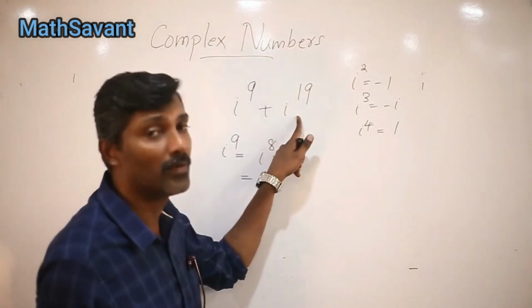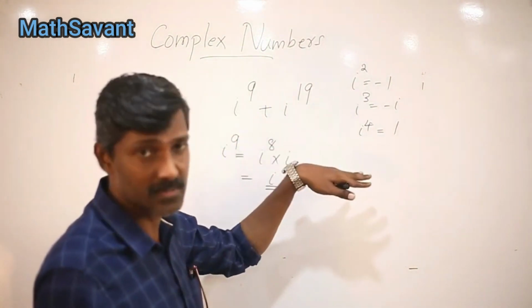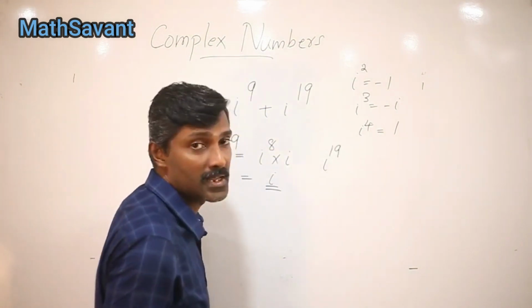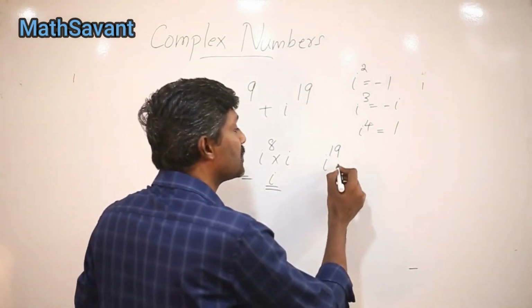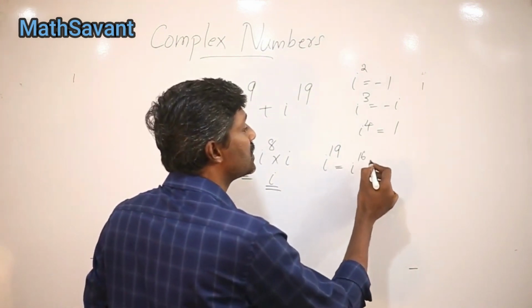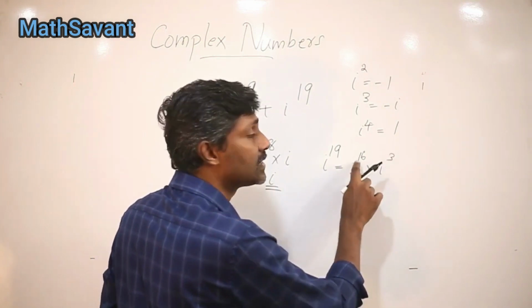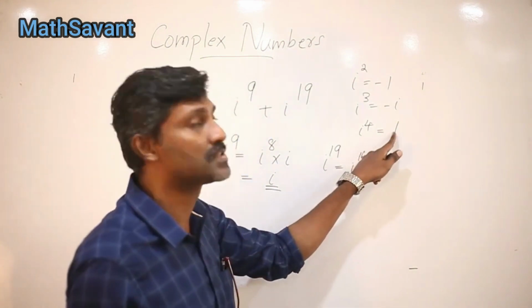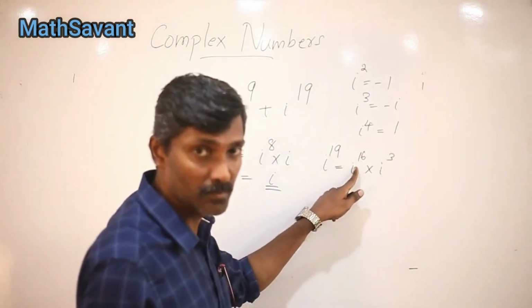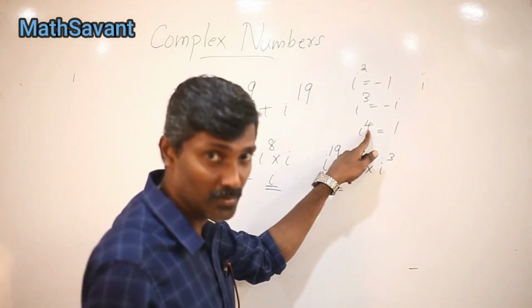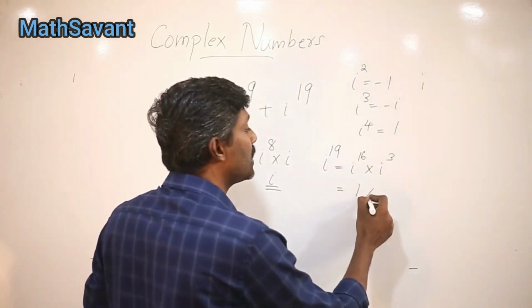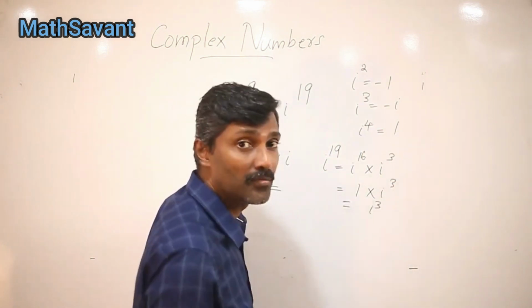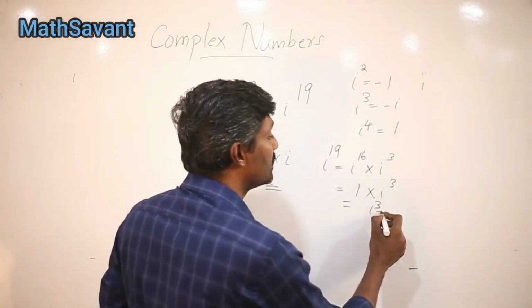Now I have to find the value of i raised to 19 similarly, using these three values. How can I express i raised to 19? I can write i raised to 19 as i raised to 16 into i cubed. Why 16? Because it's a multiple of 4, right? So if i raised to 4 is 1, then i raised to 16 is also 1, because 16 is a multiple of 4. So this is 1 into i cubed, which is nothing but i cubed.